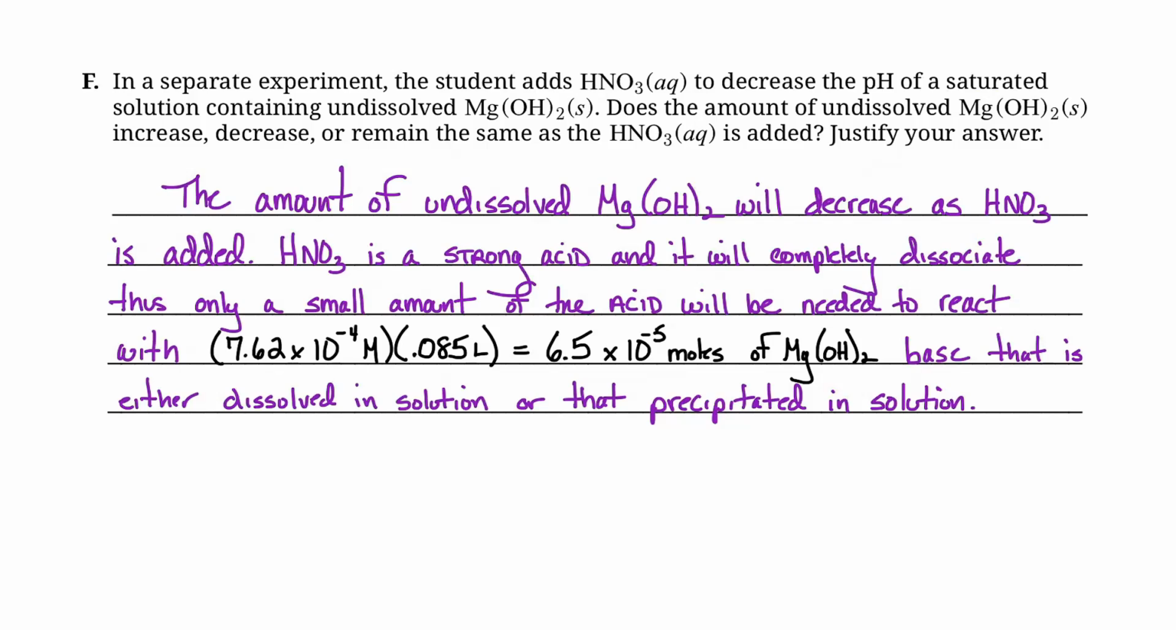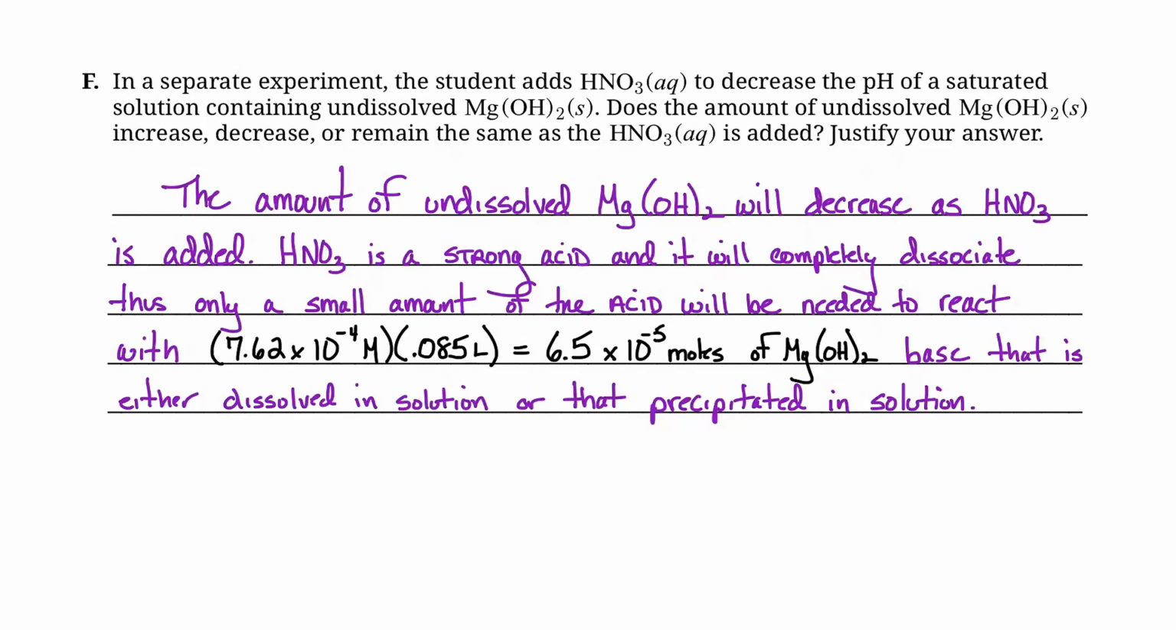Well, you should recognize that magnesium hydroxide is a very weak base. It's an insoluble compound because it's a weak base. But nonetheless, a strong acid's going to react with it. So you would have to say decrease. Now I said the amount of undissolved magnesium will decrease. Okay, now you have to justify with these questions. And I stated that, hey, it's a strong acid.